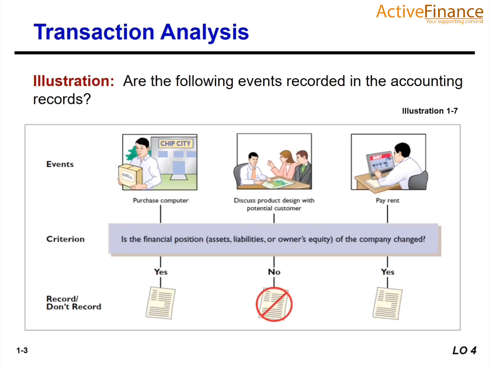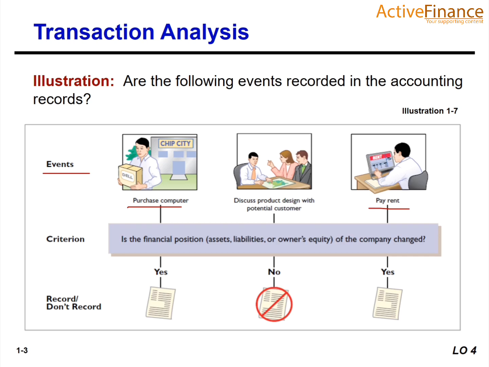Before proceeding to the demonstration, you have to learn this illustration first, and it will make the concepts clear. Which events do we have to write in the equation and which are excluded? These are certain events: purchase of a computer, discussing product design with potential customers, which is a discussion between customers and the company, and paying rent. So there are three types of events. Now, which events do we record and which do we not record?